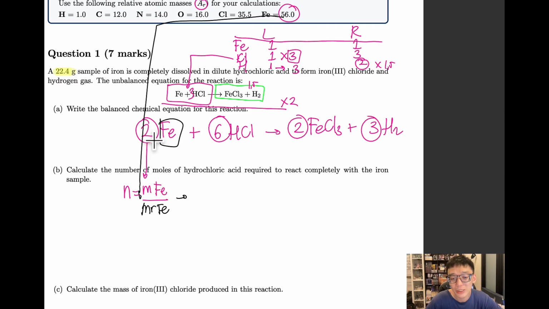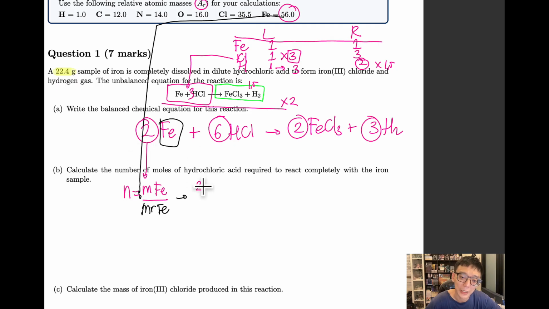Do you need to multiply by 2? No, because this here is just showing us the recipe. The recipe of this reaction means 2 mole of Fe reacts with 6 mole of HCl, forms 2 mole of iron chloride and 3 mole of hydrogen. So if we just want to measure the mole, this number 2 does not mean anything in the calculation here, mass over Mr, so don't worry.